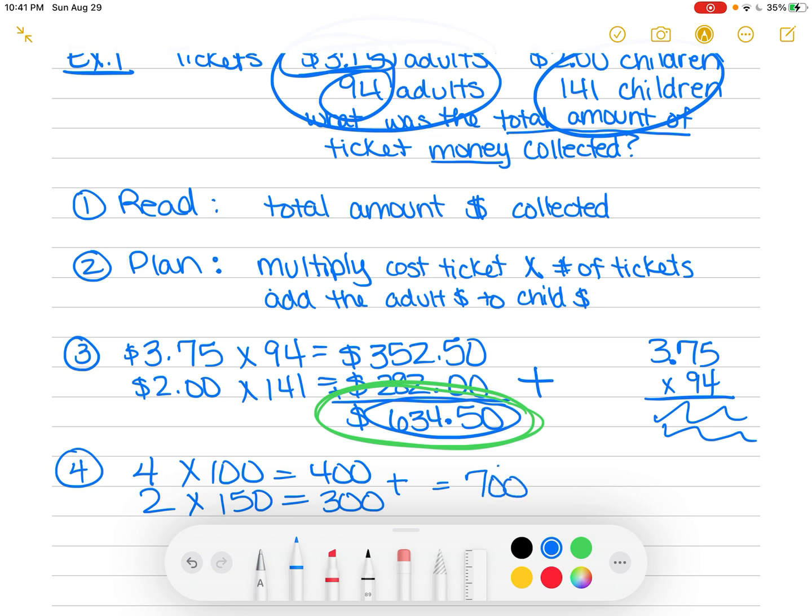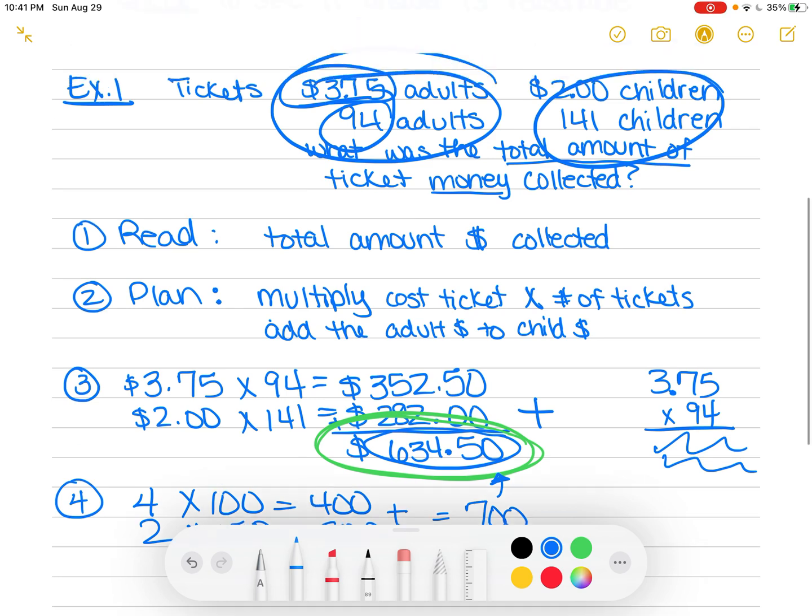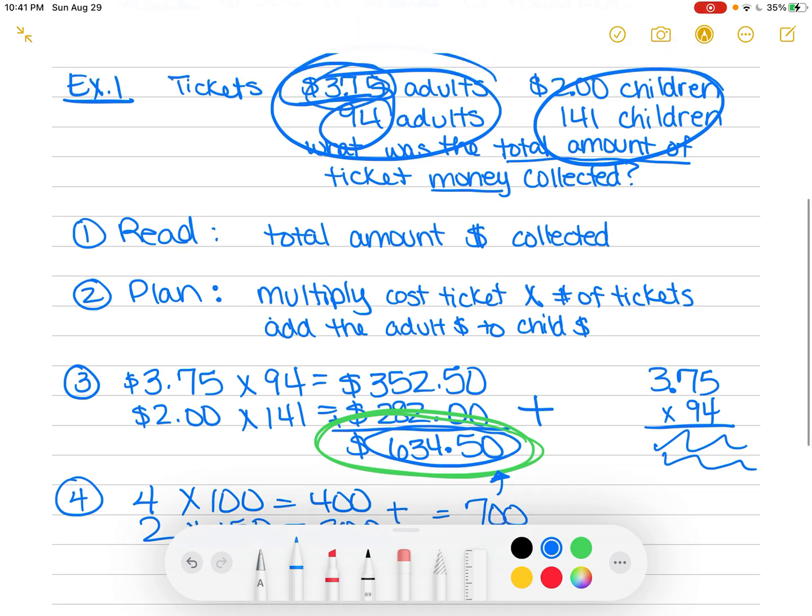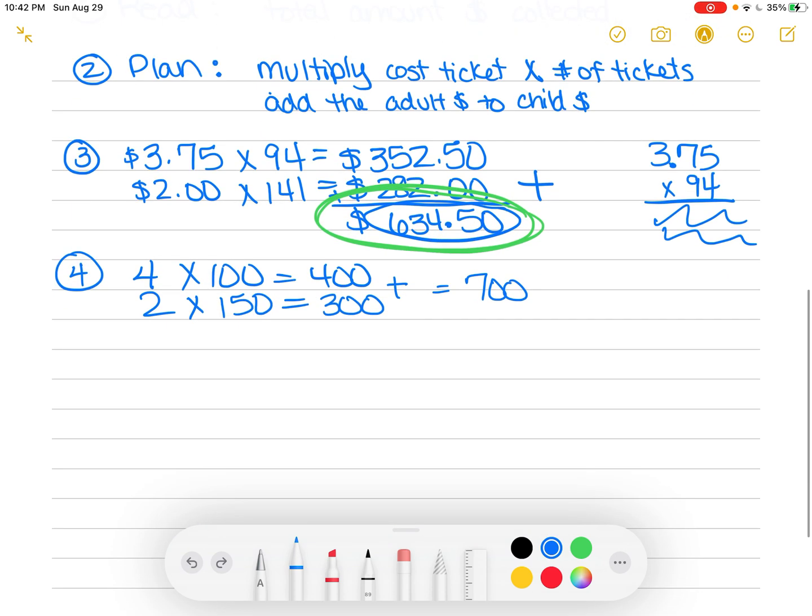So is that a reasonable answer? Yes, I say it is, because it's close to 700. Even though it wouldn't round to 700, it would round to 600. But I did go over on everything, because my 375, I went up to 4. My 94, I went up to 100. And 141, I went up to 150. So every single thing I did was going up. So that's all correct. I'm going to say that's close to that number. I wasn't way off, like it wasn't like $2, right? It's pretty close.